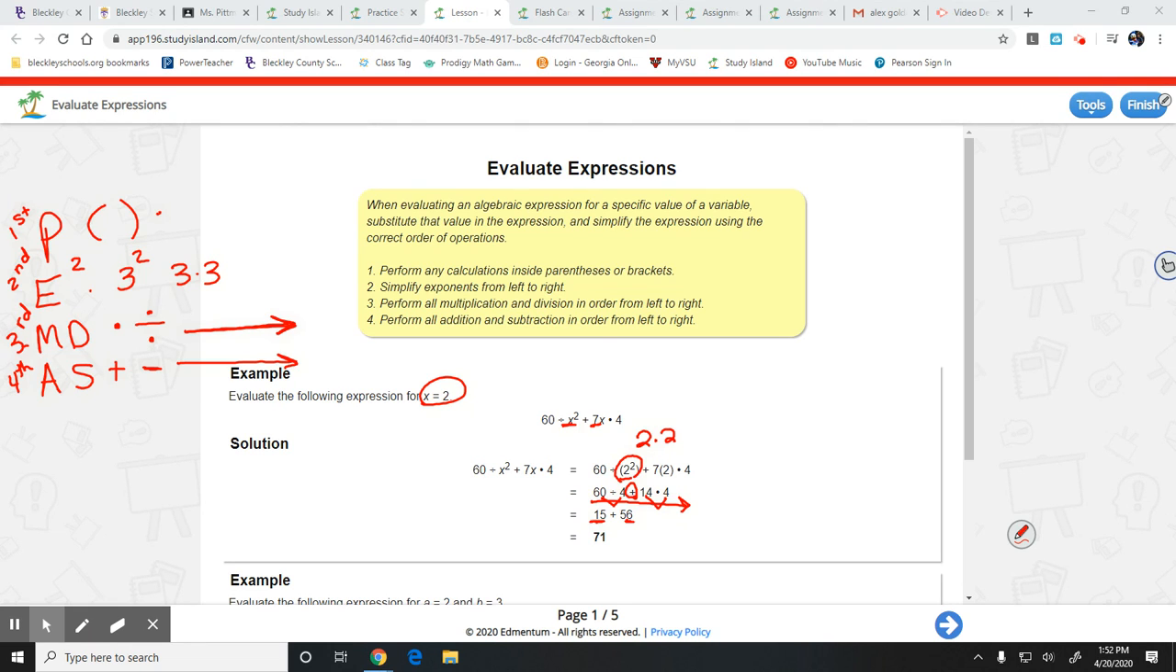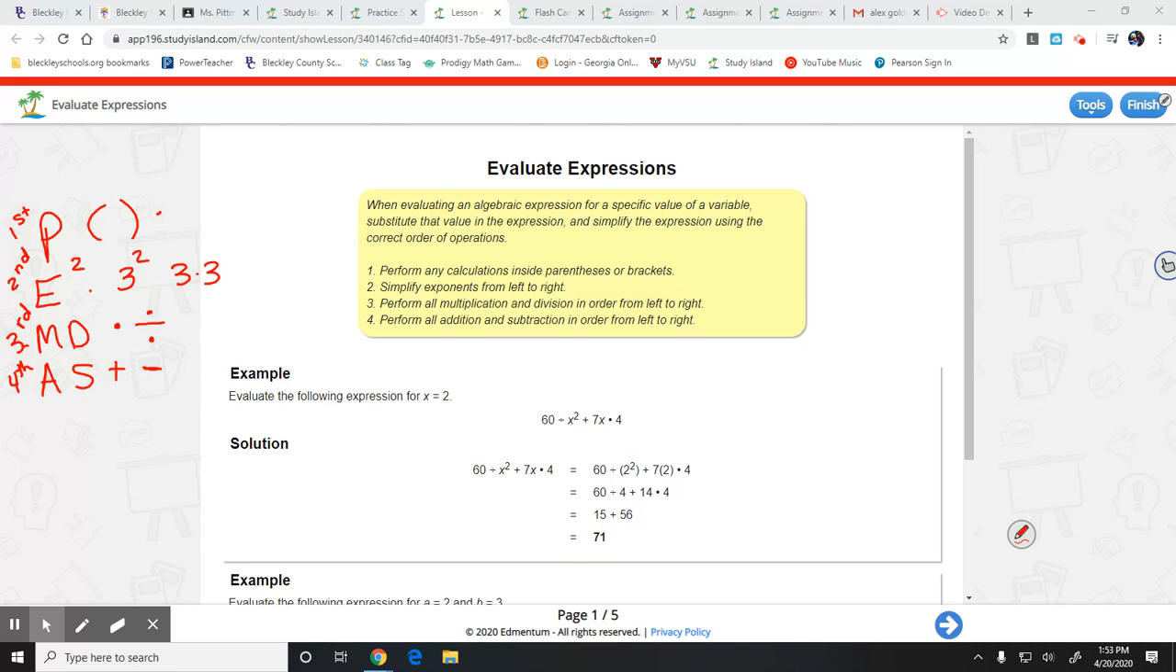Now we've got all the division and multiplication out of the way. We can move to our last step, which is addition and subtraction. And we have some addition going on here, which is 15 plus 56, which gives us 71. Okay, let's look at one more example as we do this.